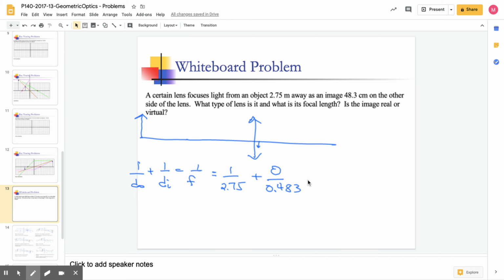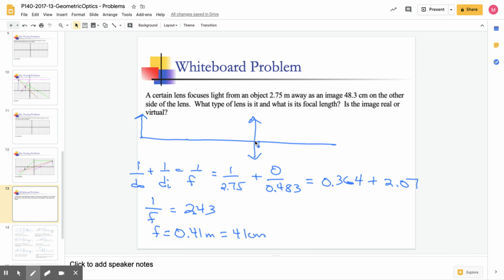When I work that out, I get 0.364 for the first fraction, plus 2.07 for the second fraction. So 1 over f is equal to 2.43, and that means f is equal to 0.41. So 0.41 meters, or we can say it's equal to 41 centimeters.